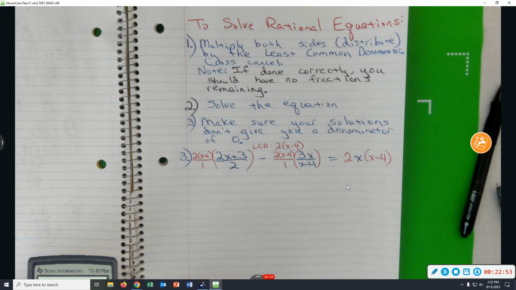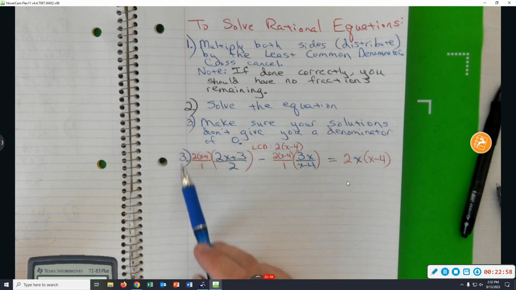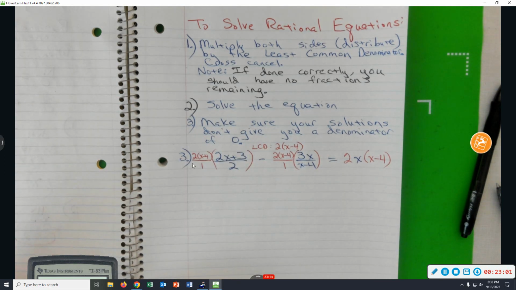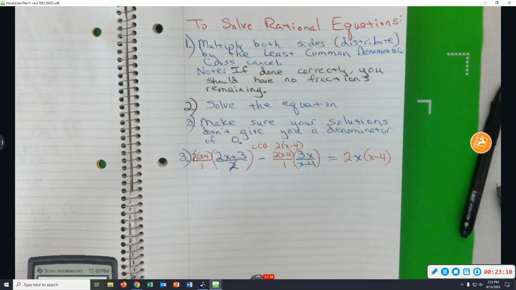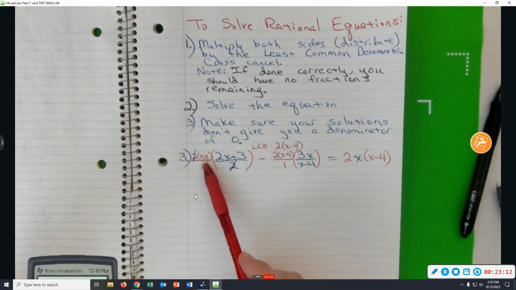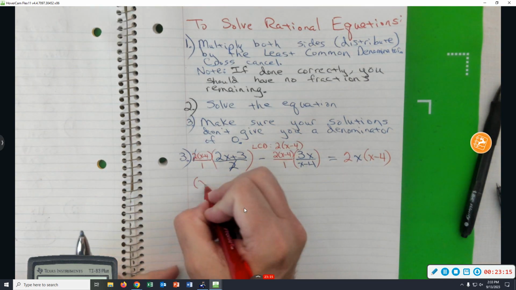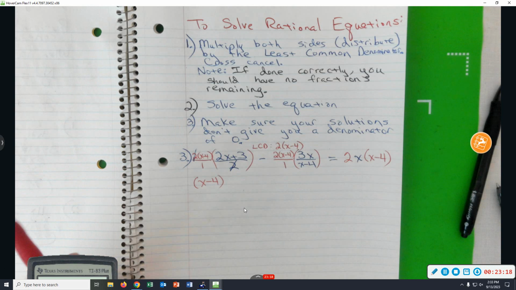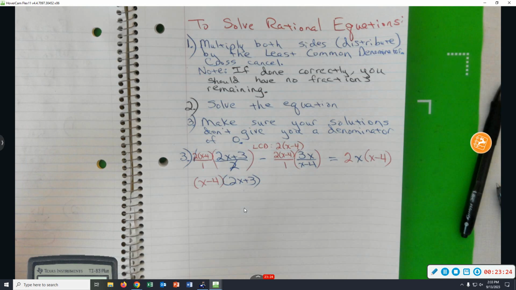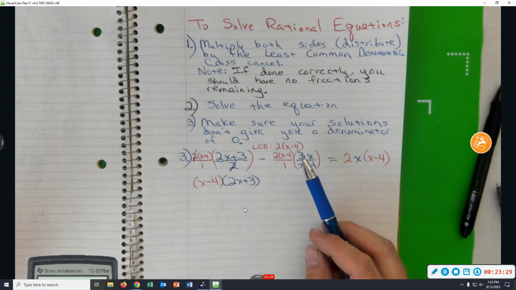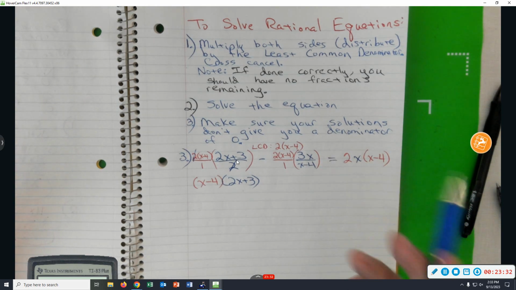Now this is going to look messy, okay? Looking at the first product, what can I cross cancel? Something in the numerator with something in the denominator. This red 2 and that blue 2 down there. So we have x minus 4 times 2x plus 3. Now the denominator, all we have is a 1, so we don't show it. We got rid of the fraction.